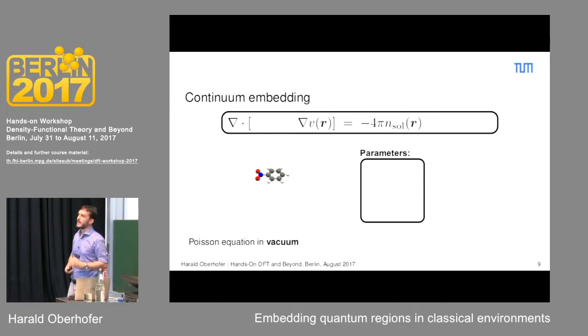If we're doing a calculation of this molecule in vacuum, this is the equation we solve. There is no additional epsilon relative permittivity that influences anything. But then again, that is not necessarily what we're interested in.